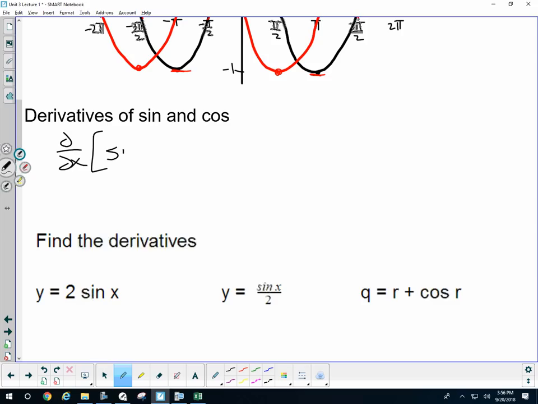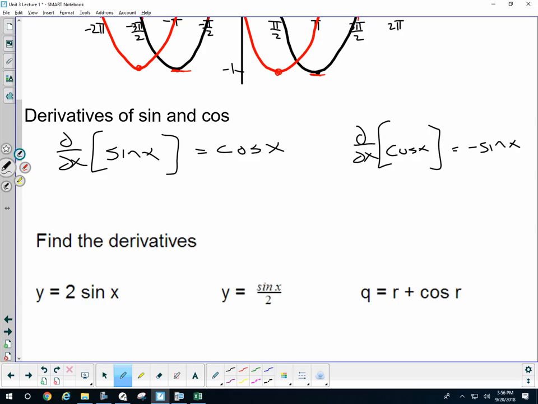And if we want to just write it in this form, the derivative of sine is cosine, and the derivative of cosine is negative sine. Great. Let's change this third one from r plus cos r to r minus cos r.